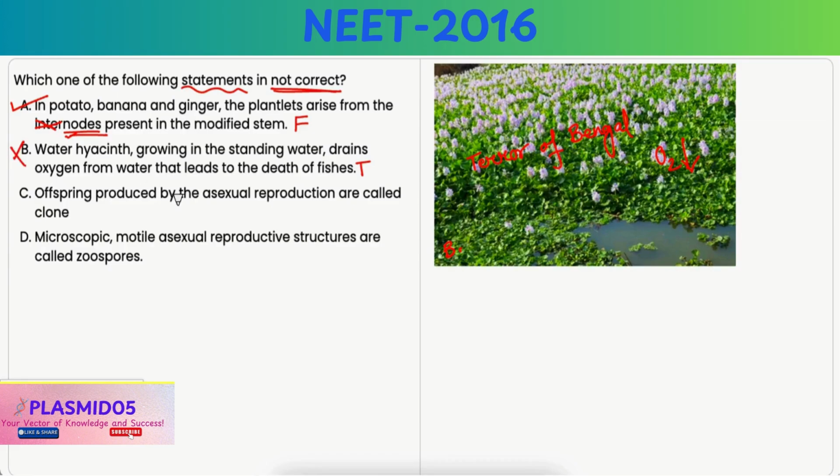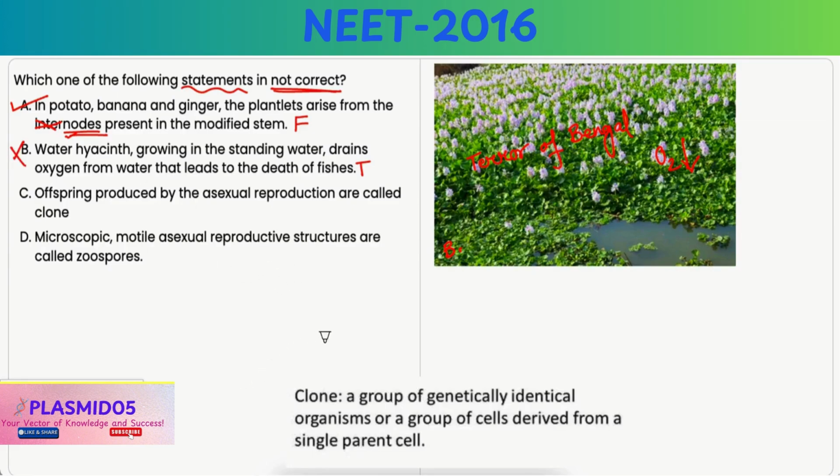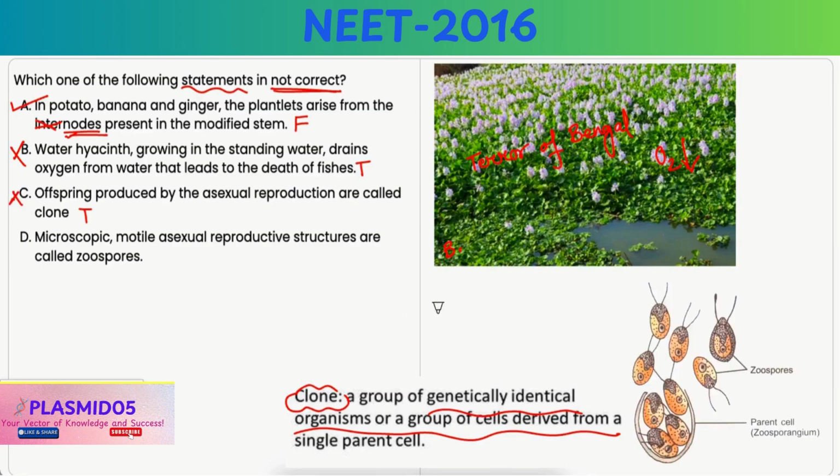Option C, offspring produced by asexual reproduction are called clones. This is also true. Asexual reproduction produces genetically identical offspring, which are known as clones. Hence, it is incorrect option. Option D, microscopic motile asexual reproductive structures are called zoospores. This is also true. Zoospores are motile, microscopic, asexual reproductive structures commonly found in algae and fungi. Hence, it is incorrect option.